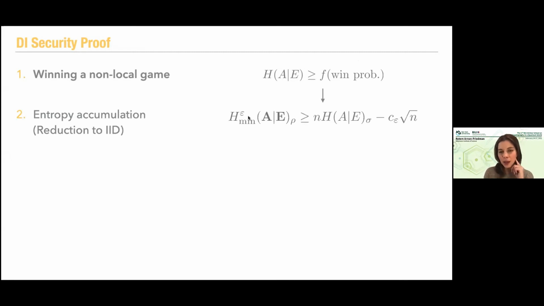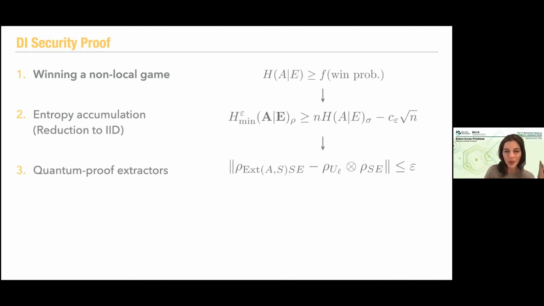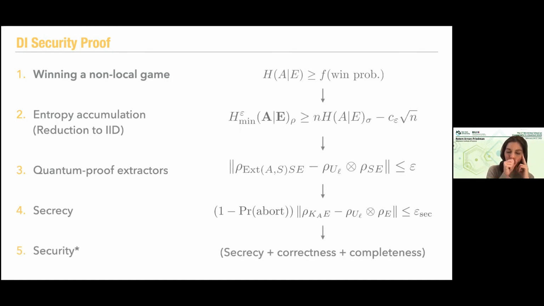It gives us a lower bound on the entire amount of smooth min-entropy in the entire protocol. We apply a quantum-proof extractor. Then we get the secrecy, and then we get the security. So the thing that I changed here is really just the fundamental aspect of physics that I'm using, a different law of physics to start this chain. Okay, so I'm saying security.